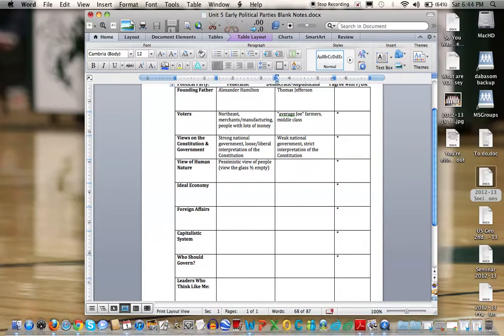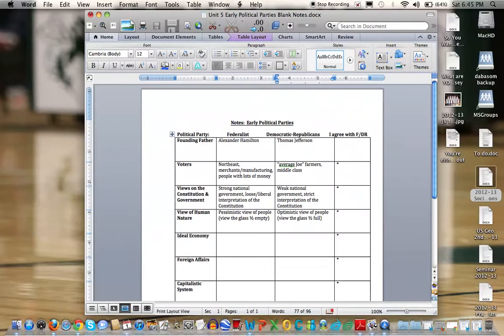Conversely, the Democratic Republicans had more of an optimistic view of people, and they view the glass, instead of being half empty, as half full. So they tend to look more at the positive side of things. So I want you to think for yourself, are you a person who looks more at the negative aspect of life, or are you someone who looks more at the positive aspect of life? And then you'll just put whichever view you agree with more in that square.